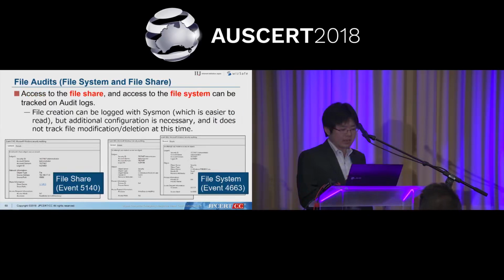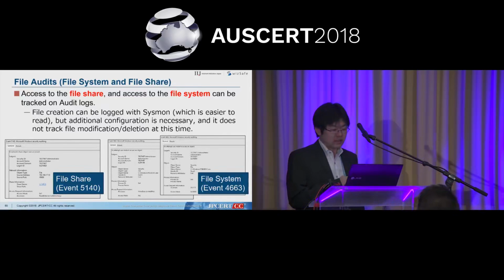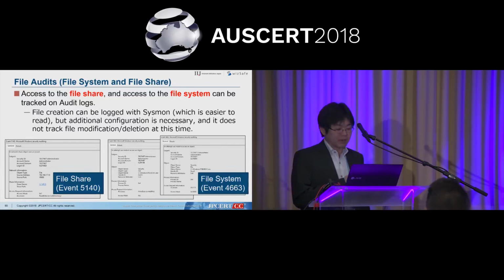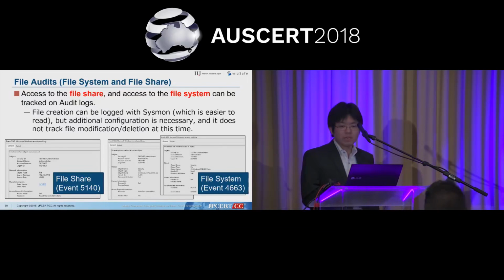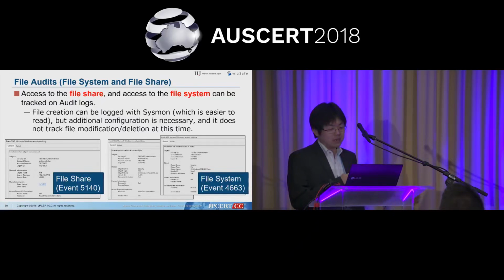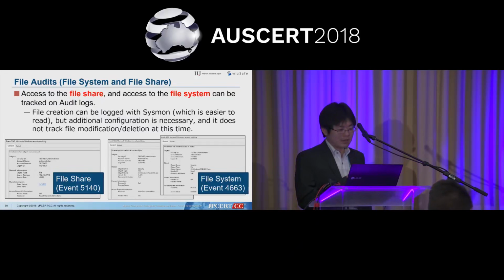And regarding the file access, and when I say file access, it means file systems and the network shares. Access to the file shares and access to the file systems can be tracked using the audit logs. If you are just talking about the file creation, it also can be logged with Sysmon, and Sysmon logs are actually easier to read. But again, you need to configure Sysmon to record those file activities, and it doesn't track the modification or deletion of files in the versions they've posted. So regarding the file audits, probably using the auditing policy would be better.